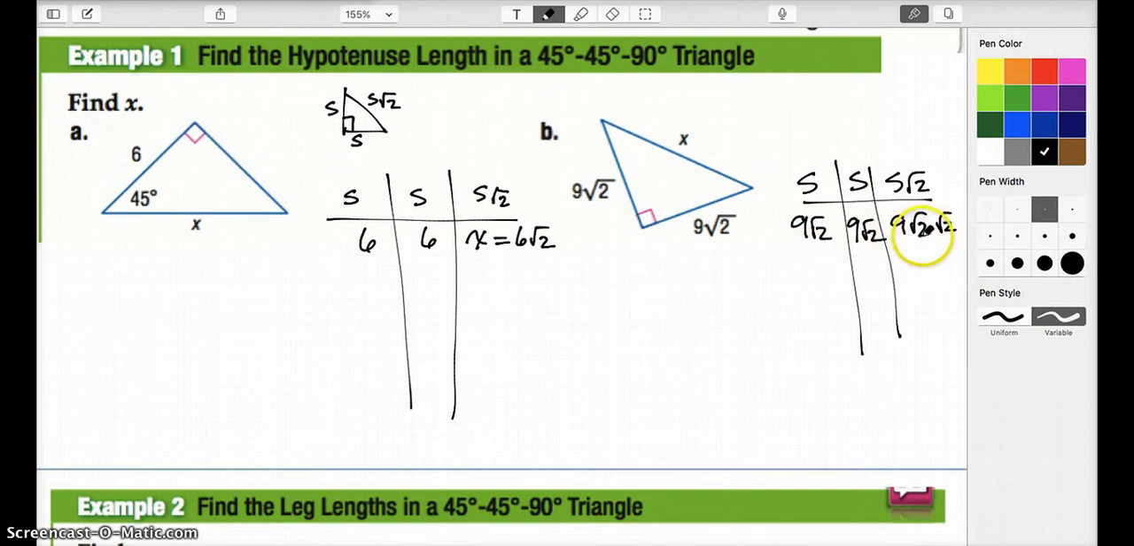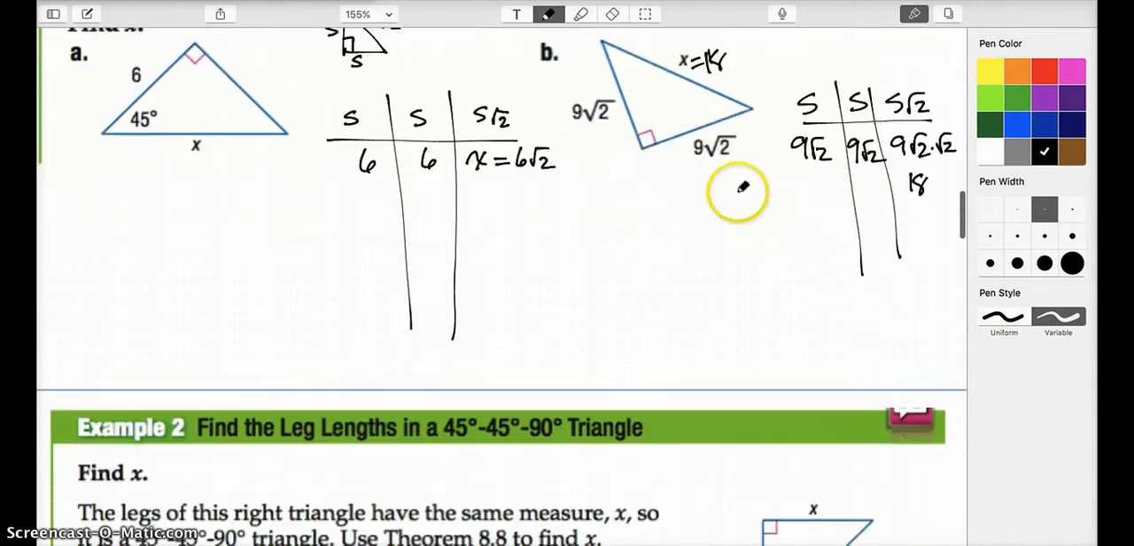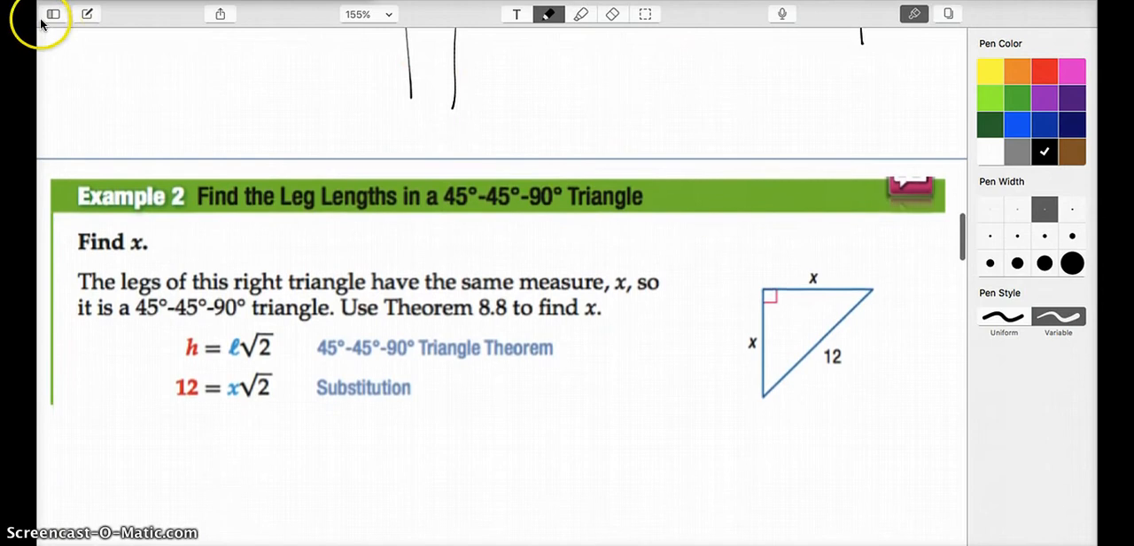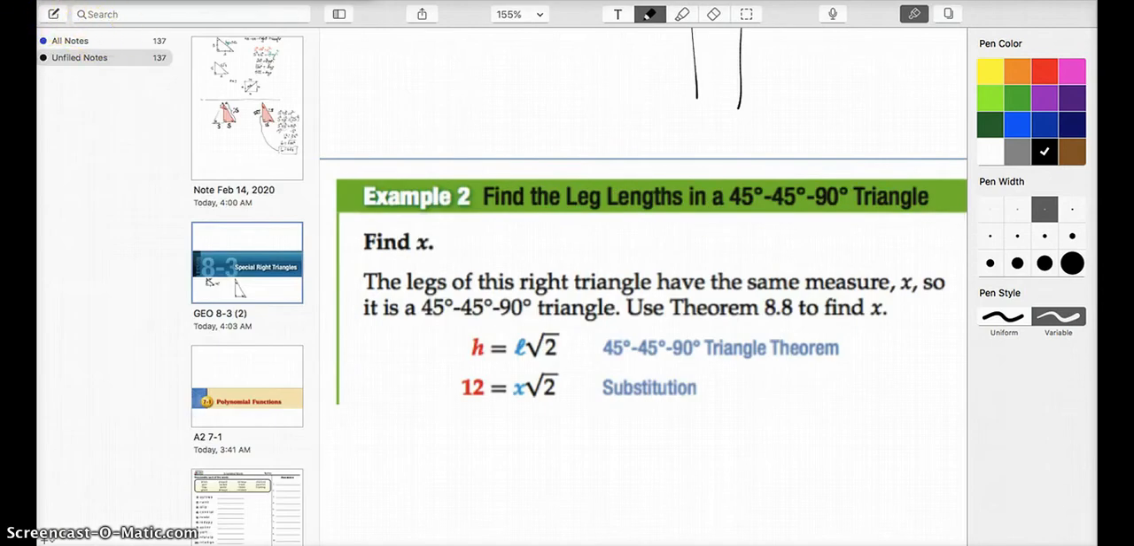Let me go ahead and simplify. Root 2 times root 2 is 2. 2 times 9 is 18. So X is equal to 18. All right, excellent.